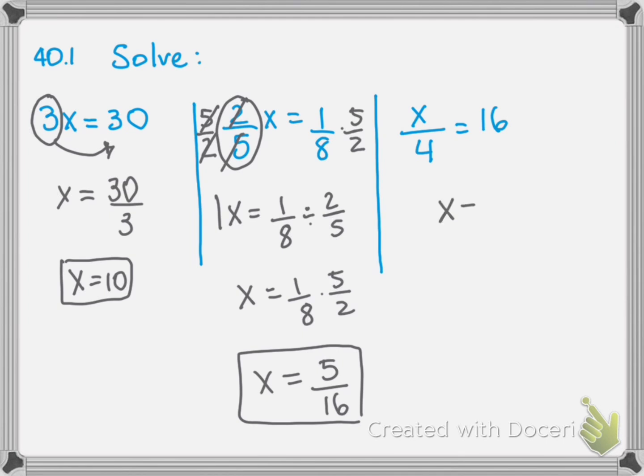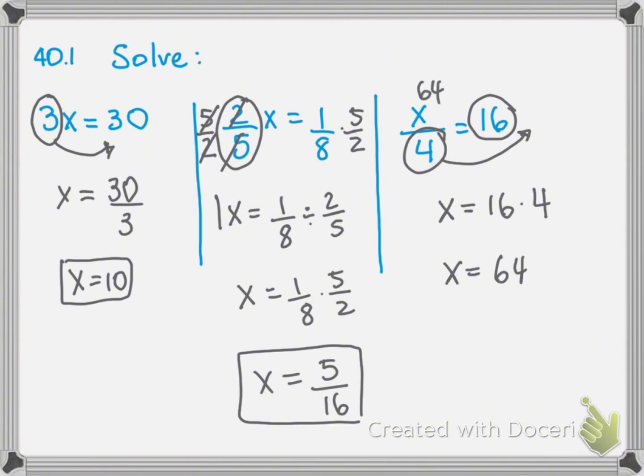So the 4 that is dividing has to pass to multiply. And the answer is 64. And again, if we were to substitute here, 64 divided by 4 is 16. And that's it. Very easy lesson.